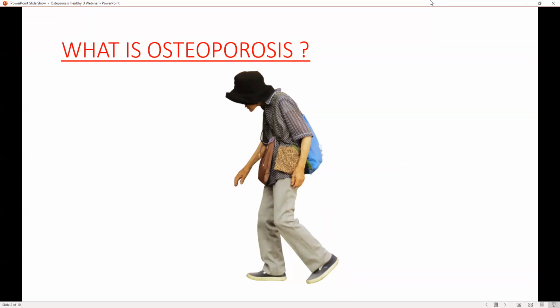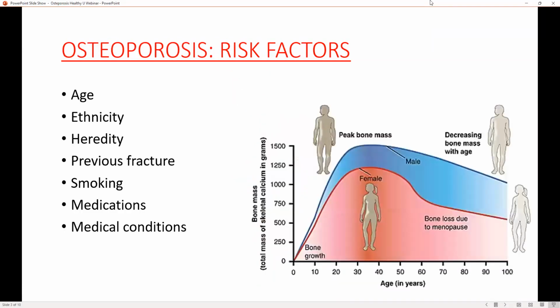Bones that commonly break include the vertebrae in the spine, the bones of the forearm, and the hip. Fractures in the spine can lead to a curved back or kyphosis, as seen in this picture. Osteoporosis results in 1.5 million fractures per year in the United States, with a vast majority occurring in postmenopausal females. Next slide.